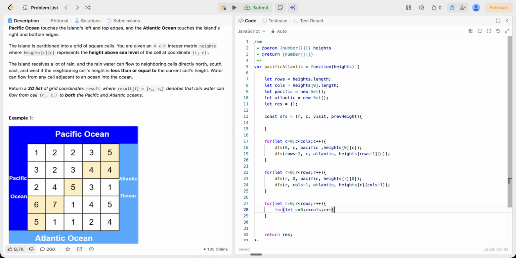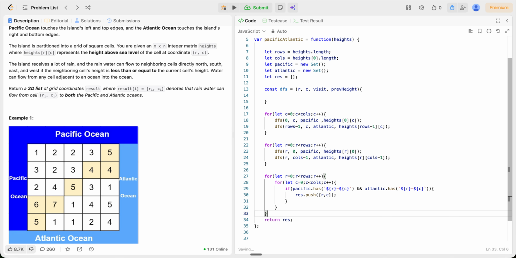We have to iterate over all the rows and columns, and check if Pacific has this particular cell, and Atlantic also has this particular cell. If both of them have it, then we are going to push it into our results array, and it would be R, C. This part is clear so far.